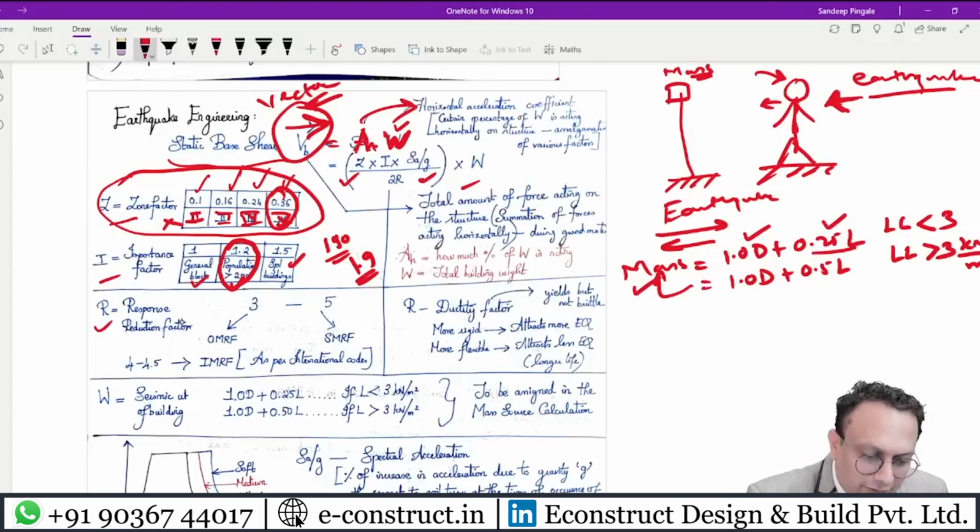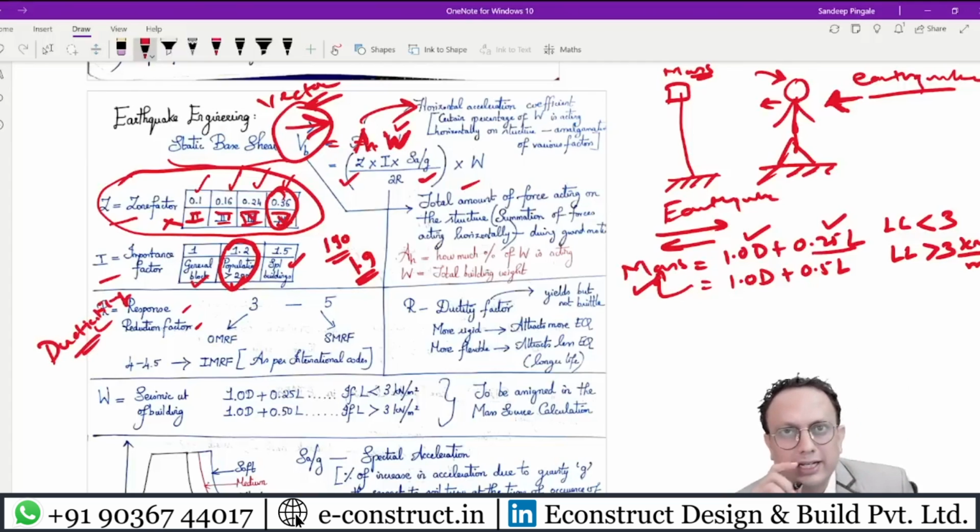Now coming to the R value. What is the R value? R is the response reduction factor. It is also known as the ductility factor. Ductility factor. What is ductility?